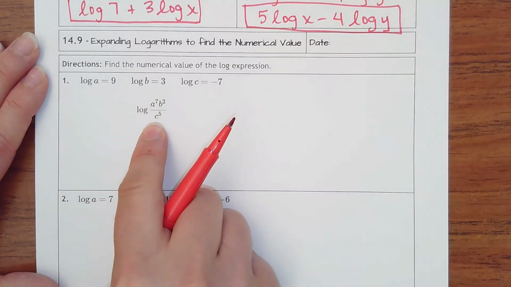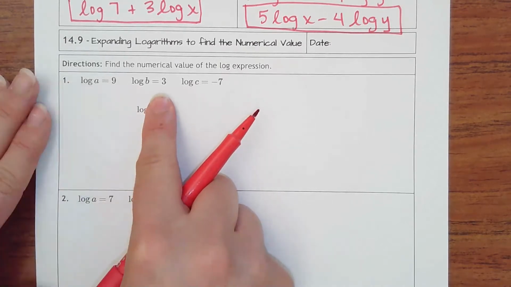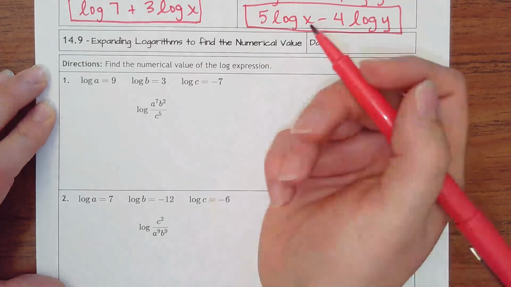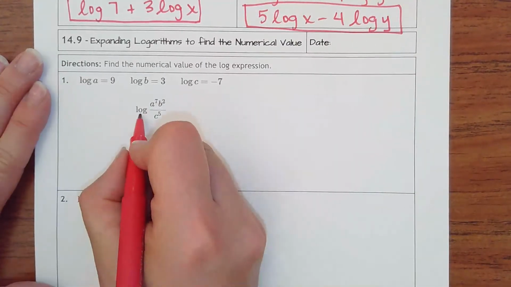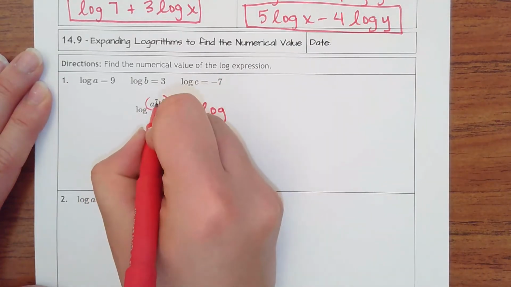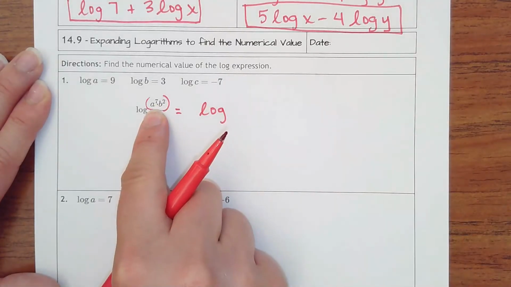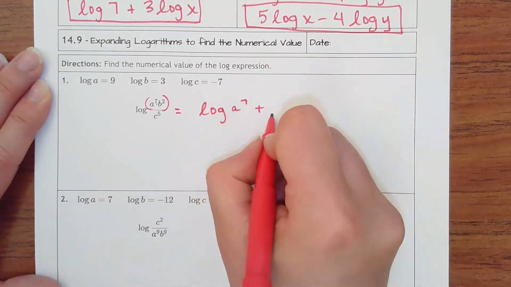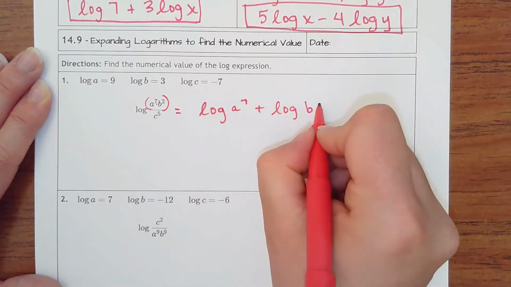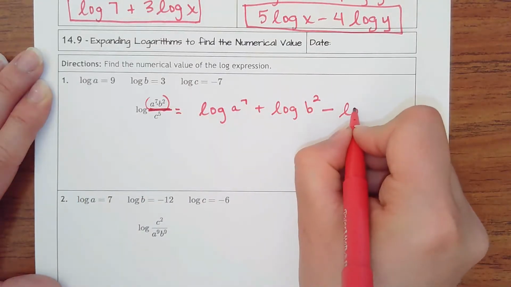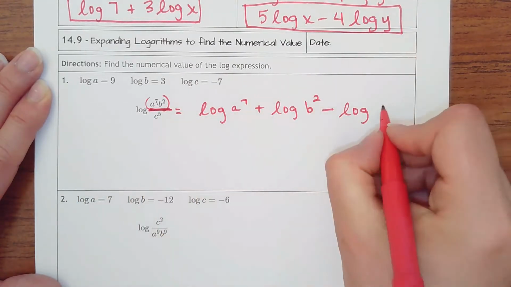But right now, I've got everything in a single log, all smushed together. I want to use my properties to expand this. Think of an accordion. You're expanding it or stretching it out. So my log here, I see that I've got a to the 7th times b squared. Remember, when I see multiplication, that gets split with logs that have addition between them. So I'm going to have log of a to the 7th plus log of b squared. When I have division, that means I'm going to have minus my log of c to the 5th.